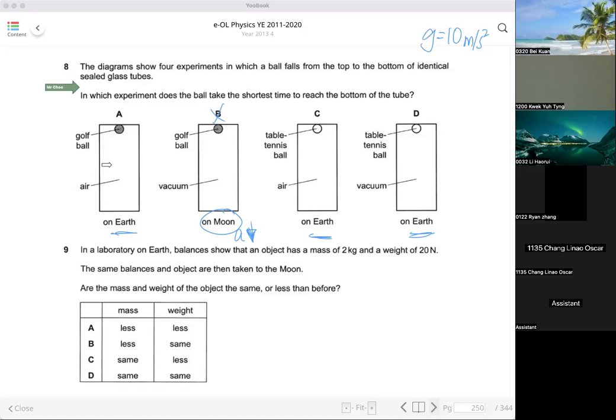Okay, for A and C, there is air resistance. So after some time, the acceleration will go down. But for D, even though table tennis is very light, there is no air resistance at all. Throughout the whole journey, it will be accelerating at a equal to 10 meters per second square. Is that clear? Okay, so for this question, the answer would be D. Clear so far?